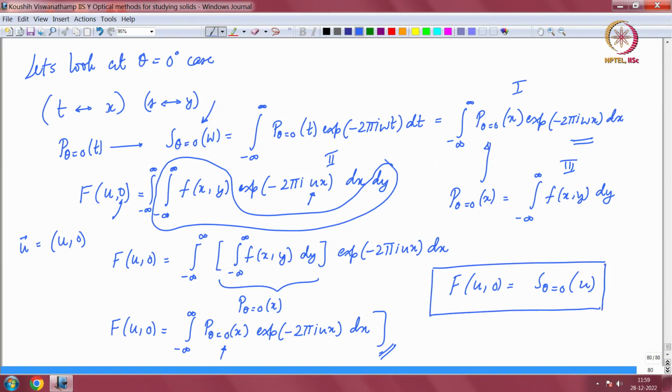So if you take a single projection for a fixed value of theta and you take its Fourier transform, somehow it is related to the full 2D Fourier transform of the original function. Okay. Now this is for a specific case, theta equal to 0, but we have to get the exact relationship, and that is what we will do next. But I hope this special case situation is clear.